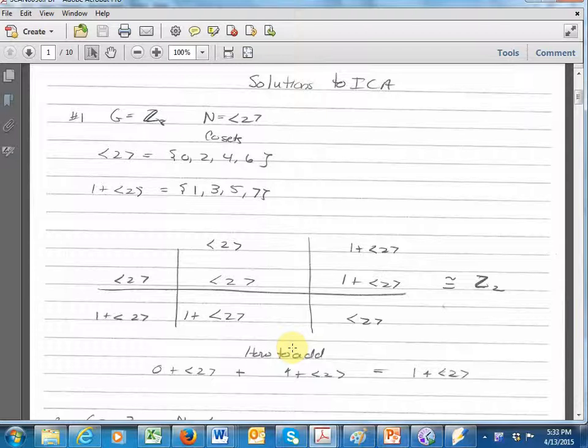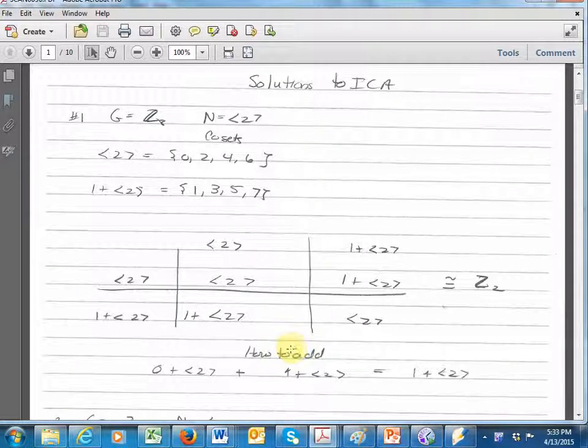The in-class assignments, I posted them, and I think most of them were computational, but it really gets your hands dirty going through these computations and seeing what they look like. I put these on here because I felt a lot of people needed to just do this and actually see what it means to have the elements of the groups be entire cosets. The first one was the group Z8 with the normal subgroup, the cyclic group generated by 2.